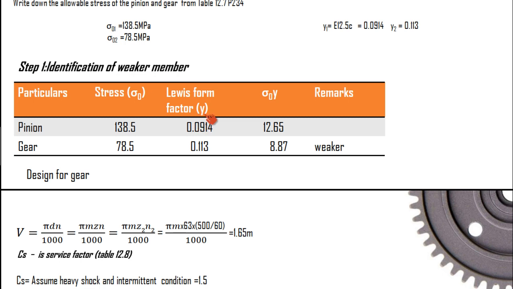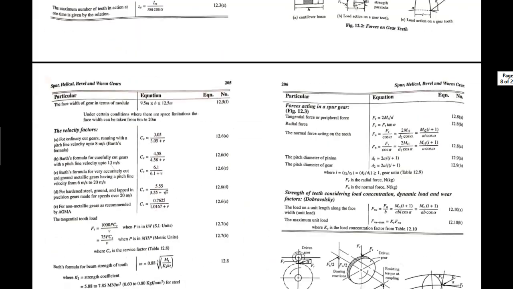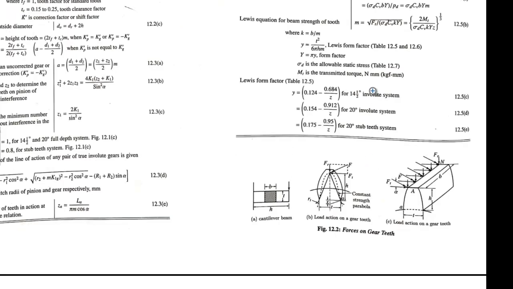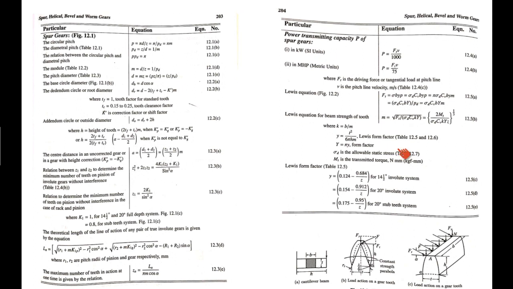And now we have to calculate the Lewis form factor Y. Lewis form factor Y can be calculated using the equation 12.5c. So let us go to the equation 12.5c. It is right over here. We have got three equations, 12.5c, d and e. For this question they have clearly stated that the gear is 14.5 degree involute, so this is the equation we are supposed to choose. Upon substituting the value of Z1 here, we will get the value of Y1, and substituting Z2 equal to 63, we are going to get the value of Y2. That is the value we have obtained in the solution part. Now let us go to the solution and discuss the other features.